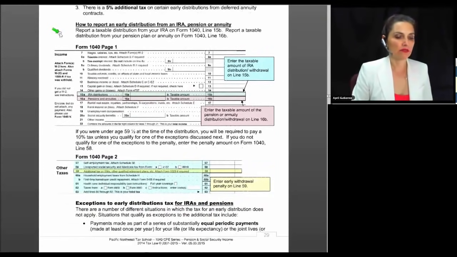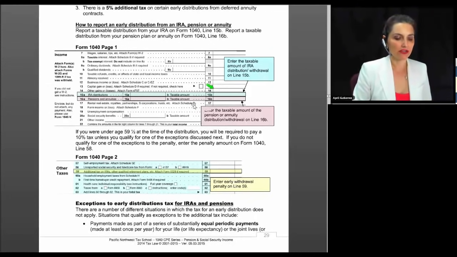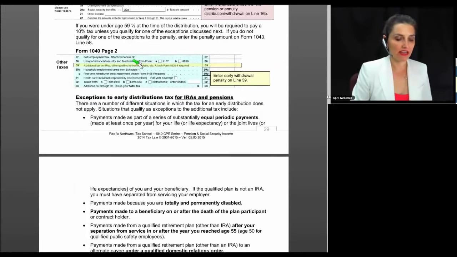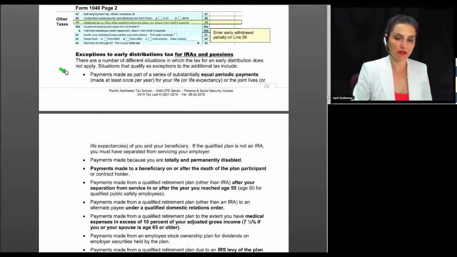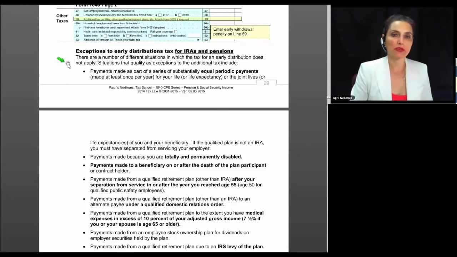How do you report an early distribution from an IRA, pension plan, or annuity? Well, typically, you're going to report the distribution from your IRA on line 15 of your tax return, and you're going to report the distribution from a pension or annuity on line 16. And that's basically the end of it. You're going to figure a 10% tax, and when you do, you're going to enter that 10% tax on line 59, and you're done. But if you feel your client has an exception to the penalty, in other words, they may not need to pay all or a portion of that penalty, then you can claim an exception to the penalty. So we're going to talk about what those are, and then we'll take a break. There are a number of situations in which the tax for an early distribution does not apply.